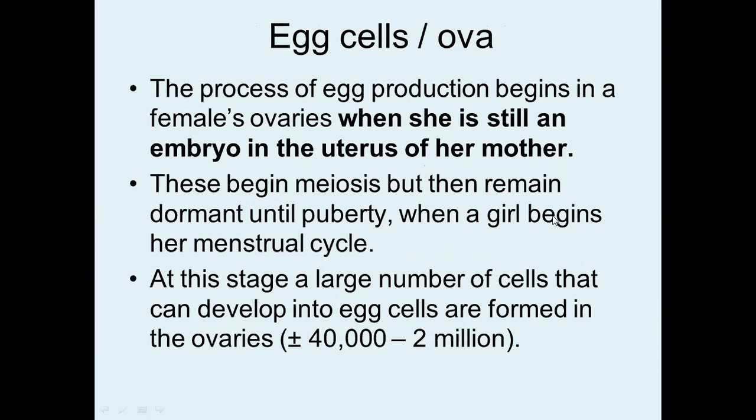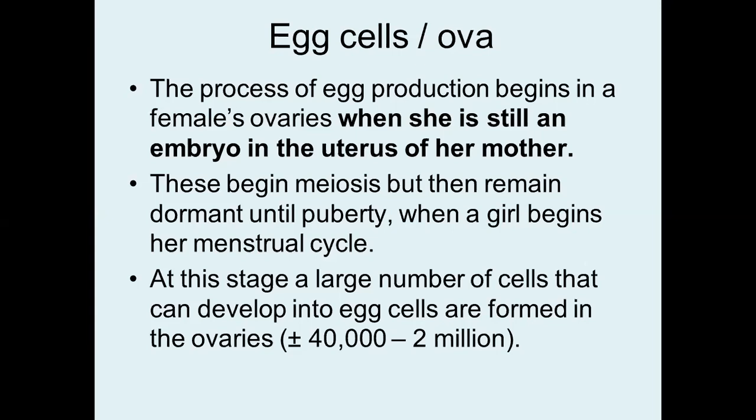Now this talks about the process of producing egg cells. So let's talk about a young girl. Let's call her girl A. When girl A was an embryo in her mother's uterus, let's call her mother Lady X, girl A, when she was an embryo, already had her ovaries, and the process of producing egg cells had already started in her ovaries while she was an embryo in the uterus of the mother.